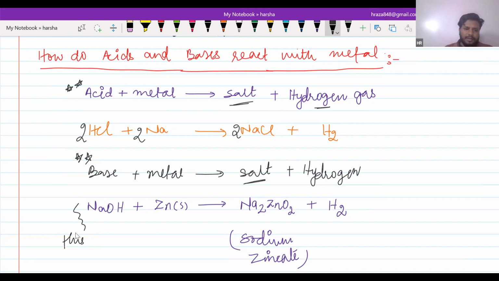And such a reaction is not possible with all the metals. Always remember, this reaction is based upon reactivity. A more reactive element will displace a less reactive element. Please write it and let me know if you are done with this. Done, sir. Done, everyone? Yes, sir.